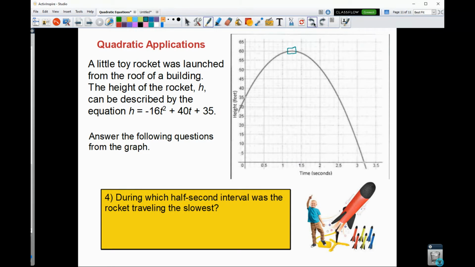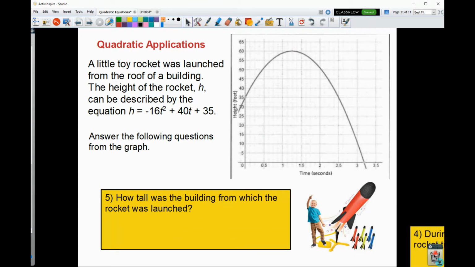All right. Let's go on to the next question. How tall was the building from which the rocket was launched? We recall it got launched from the roof of a building, so at 0 seconds, it starts right here. It really did not go backwards in time because that's just not even possible. So here's where it was launched. At 0 seconds, it was at 35 feet high. So how tall was the building?